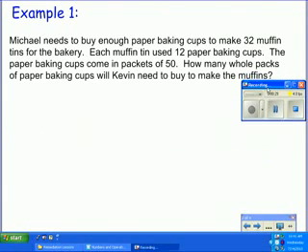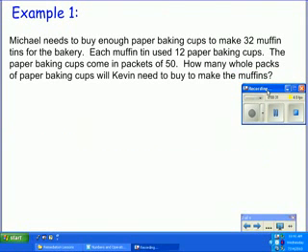Okay, so the first example that we are going to walk through together talks about how many muffins that Michael needs to buy. So I'm going to read the problem first, and then we are going to break it down into 2 different steps. Michael needs to buy enough paper baking cups to make 32 muffin tins for the bakery. Each muffin tin used 12 paper baking cups. The paper baking cups come in packs of 50.